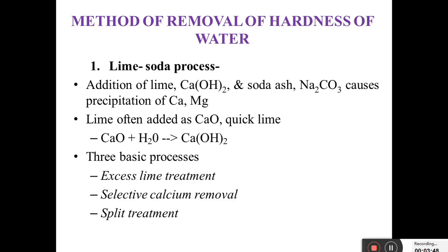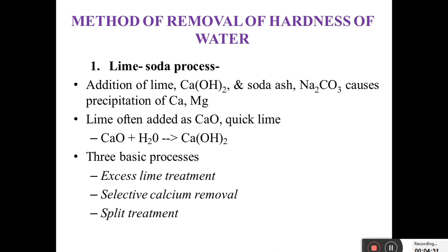Now, the methods of removal of hardness of water, or water softening methods. There are mainly two methods used for the softening of water. The first one is the lime soda process and the second one is the zeolite process. These two methods are mostly used for water softening or for the removal of hardness of water. In the lime soda process, lime and sodium carbonate, that is soda ash, are used to remove the hardness of water.